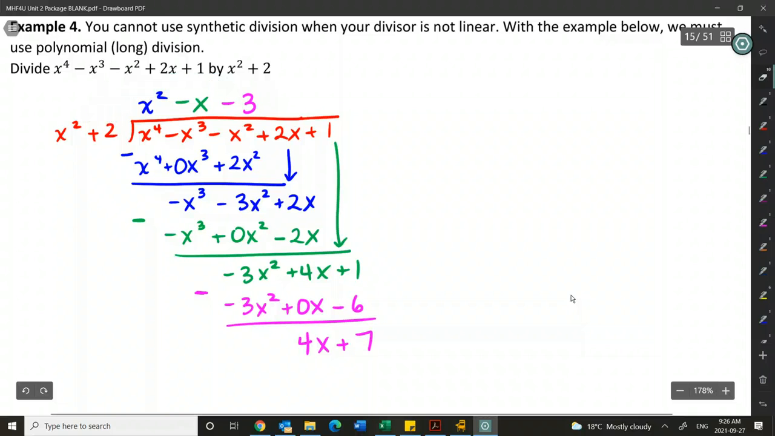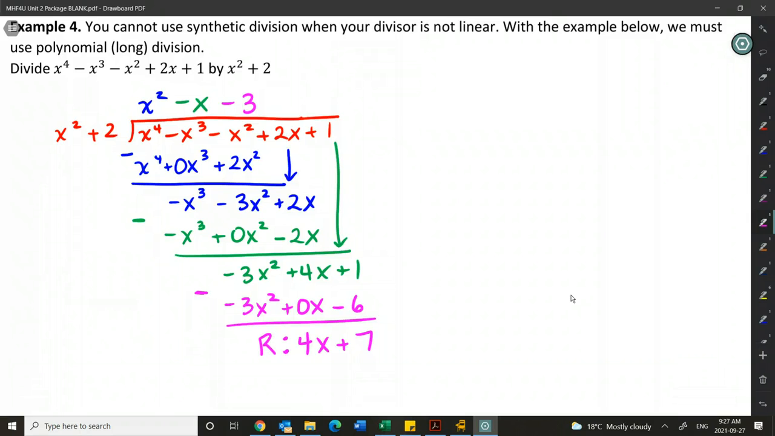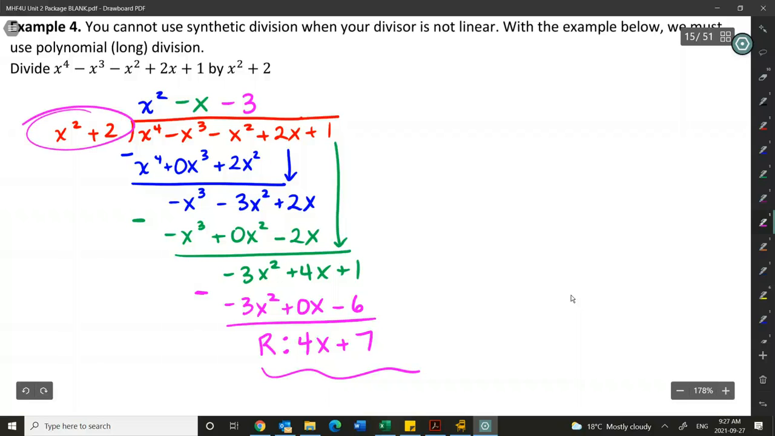Can I divide x squared into 4x? I mean, I kind of can, but then I would start getting fractions and stuff like that. So then that gets to the point where we're like trying to work with fractions and decimals. So it can't go fully into 4x. So I would just consider that whole thing to actually be my remainder. Okay, don't be surprised if this happens when you have a nonlinear divisor. That's going to happen. Okay?